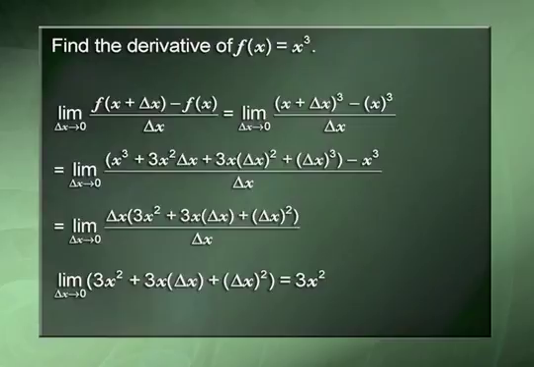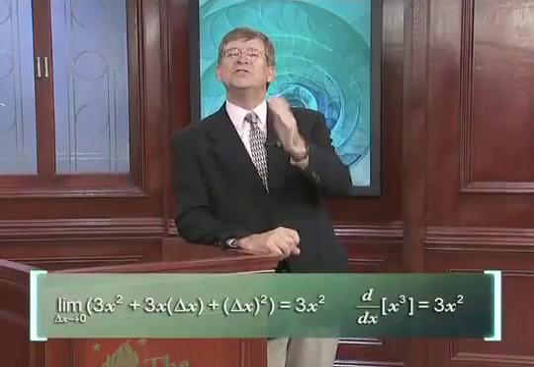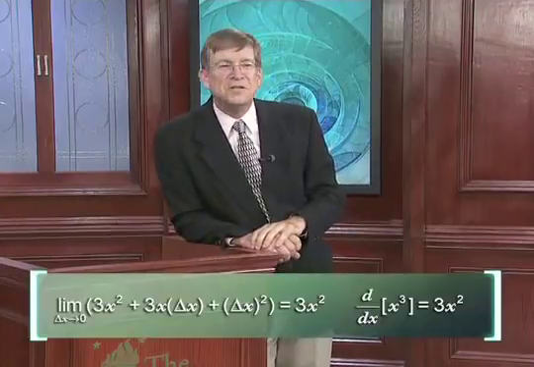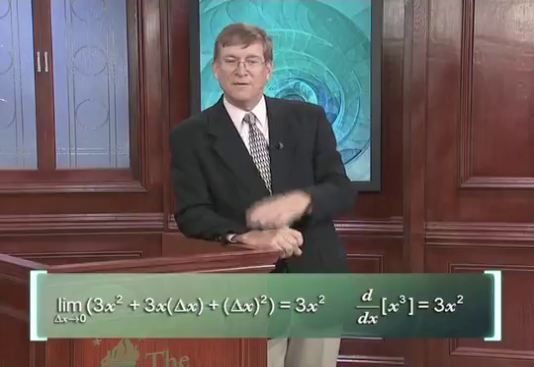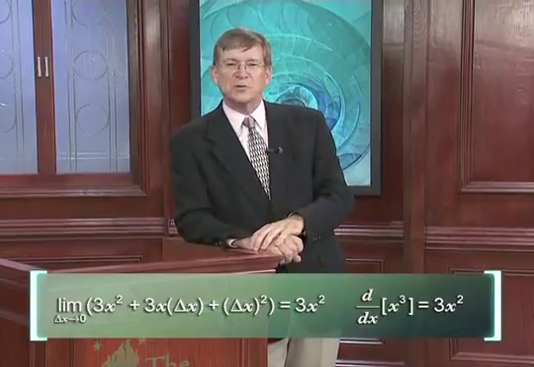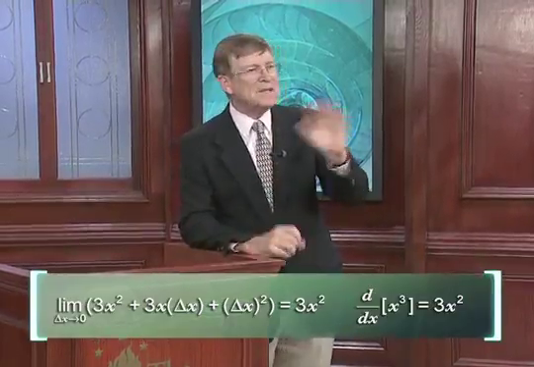Here's some notation for you. The derivative of x cubed is 3x squared. You should be proud of yourself. You just calculated a derivative. This is maybe your first derivative. The derivative of the function x cubed is 3x squared. Now, what does that mean? Let's interpret that.